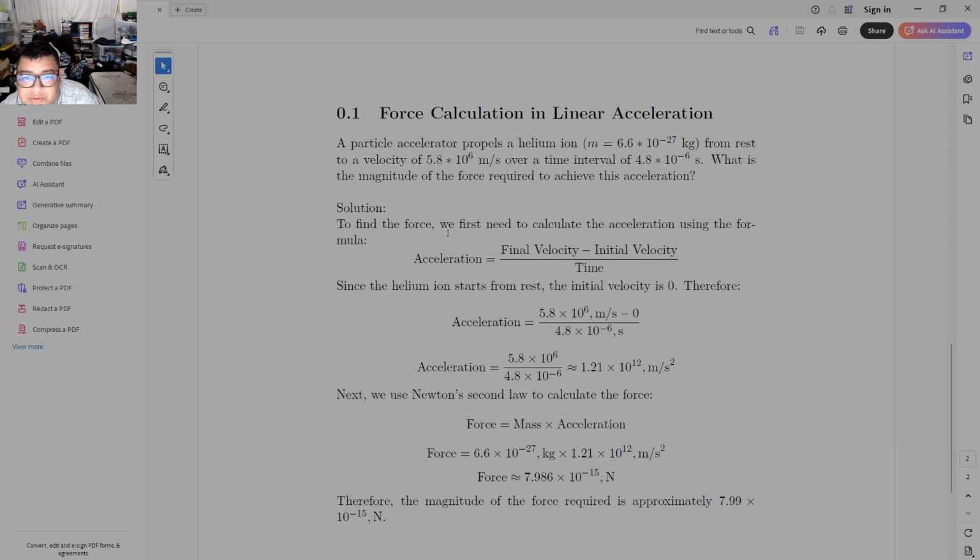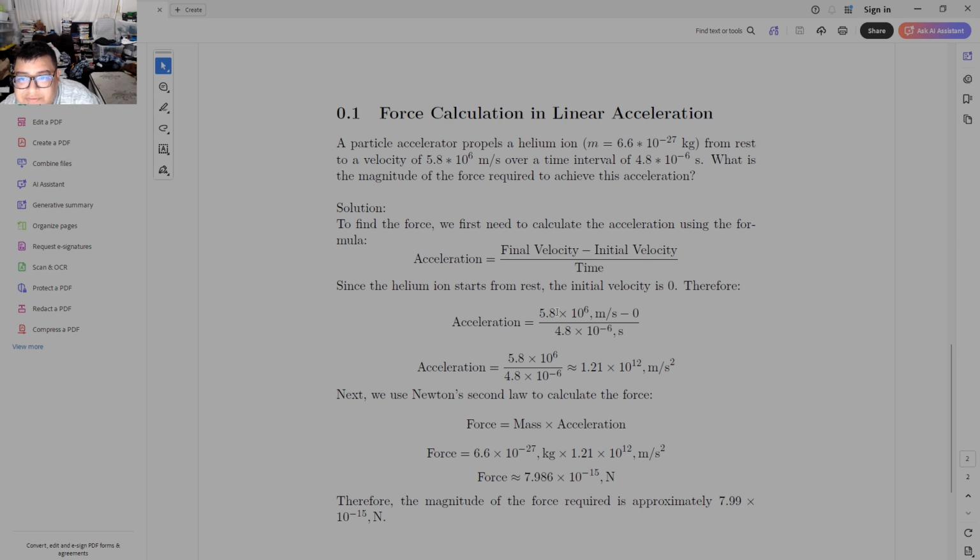Okay, so to find the force, we first need to calculate the acceleration using the formula. Acceleration is equal to final velocity minus initial velocity over time. Since the helium ion starts from rest, the initial velocity is 0. That means that at time 0, the initial velocity is equal to 0. And this is how we compute the acceleration.